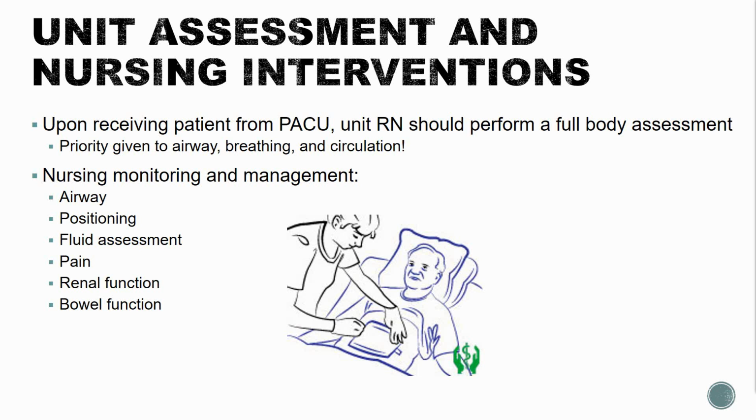Pain should be assessed frequently. We want to educate on the use of a PCA if they have one, monitor for side effects, and be sure to pre-medicate before ambulation or other painful procedures. To assess renal function, keep an eye on their I's and O's. Their output should equal their intake. Additionally, a lot of people have trouble voiding after anesthesia, so monitor for bladder distension. And then as far as bowel function, we don't want to feed them until we start to hear some bowel sounds and they begin passing gas.